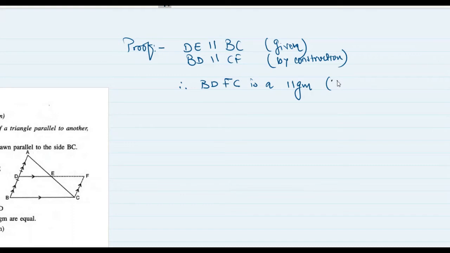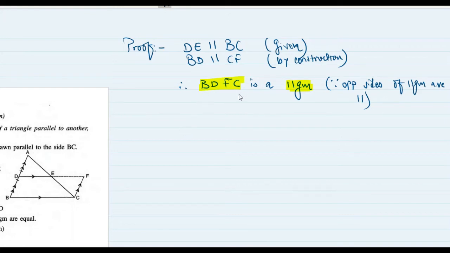Because since opposite sides of parallelogram are parallel. जब कोई भी क्वाड्रिलेटरल की बोथ द ऑपोजिट साइड्स पैरेलल होती है तो वो क्या होता है? पैरेललोग्राम होता है. मतलब हमने पहले ही ये प्रूव कर दिया कि BDFC एक पैरेललोग्राम है. ठीक है, इसके बाद हम प्रूफ मतलब अपना जो कॉन्ग्रुएंसी है उस पे जाएंगे.